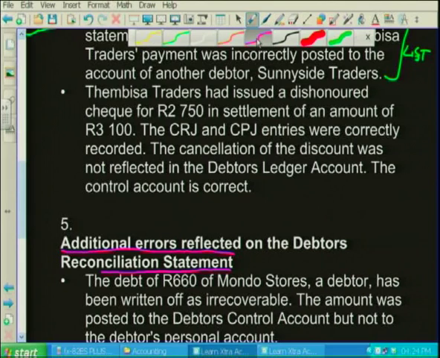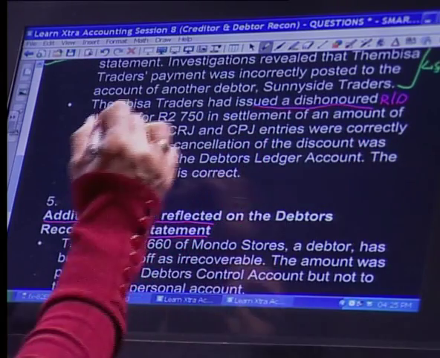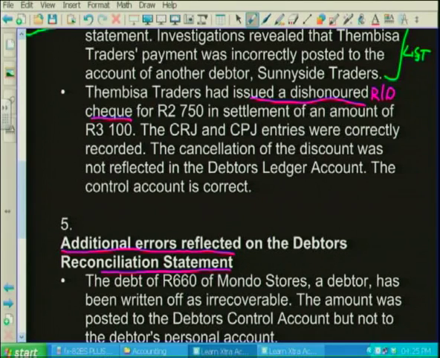It's not just the business. They've issued a dishonored check. Remember, guys, dishonored check, another word for this, they often refer to it as an RD check, in other words, refer to drawer. It could be they did not have sufficient funds in their account, or maybe they forgot to sign the check, but whatever the case is, the bank has refused to pay the 2,750. In other words, they've dishonored the payment, they've dishonored the check. So they've dishonored check for 2,750 in settlement of an amount of 3,100.